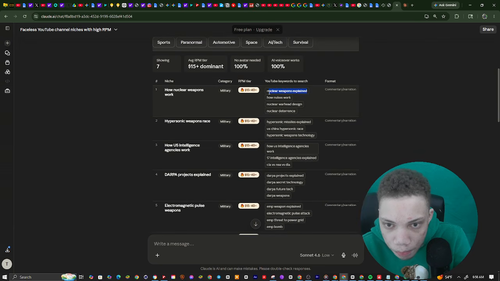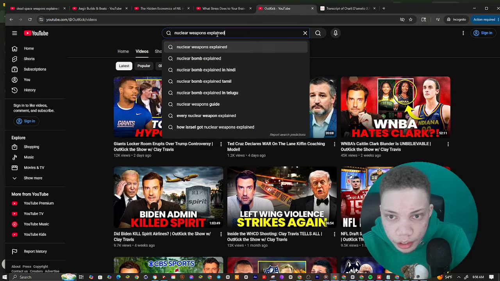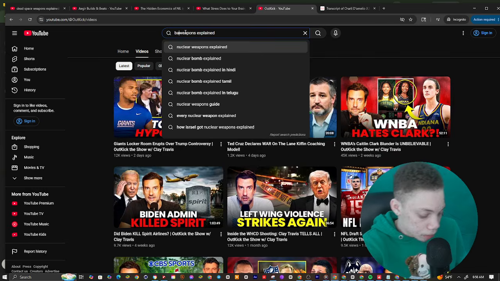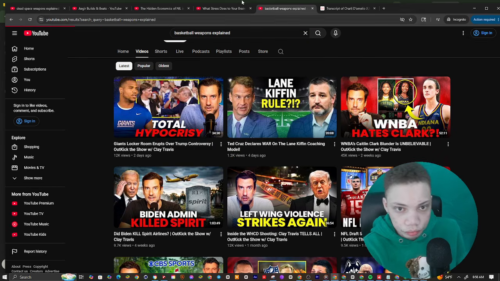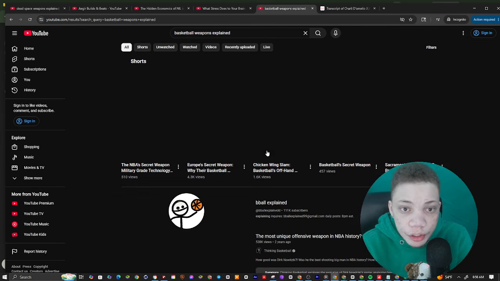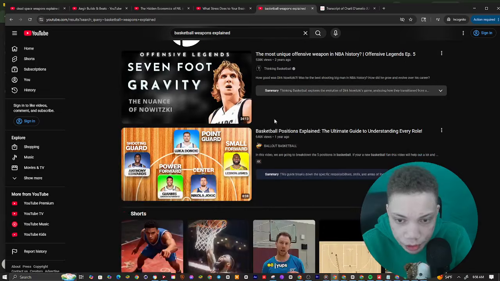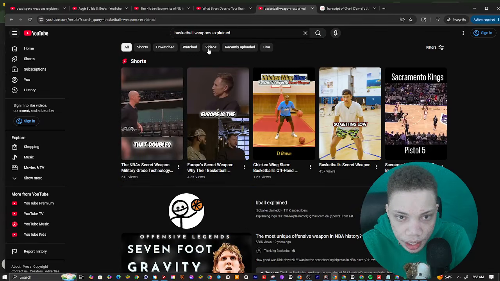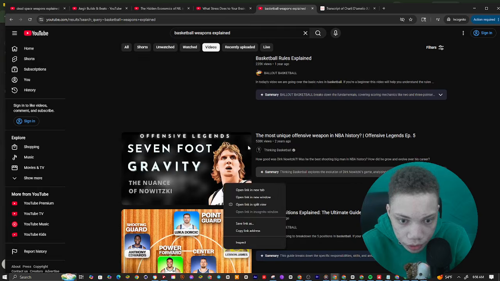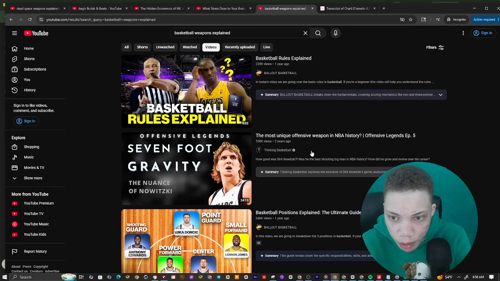So instead of us doing nuclear, I'm gonna show y'all. Instead of us doing nuclear explain, we could basically turn this into basketball weapons explained. You can see the basketball weapons explained. You see it, so we can see this is a market over here that hasn't been touched yet. We go to videos. So this is a cluster, you see basketball weapons explained about the basketball.